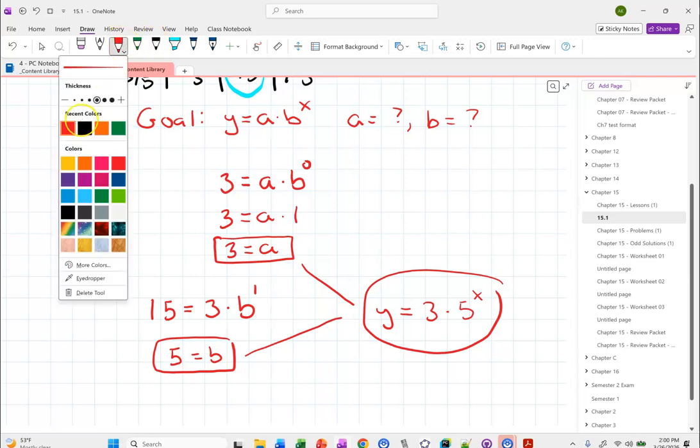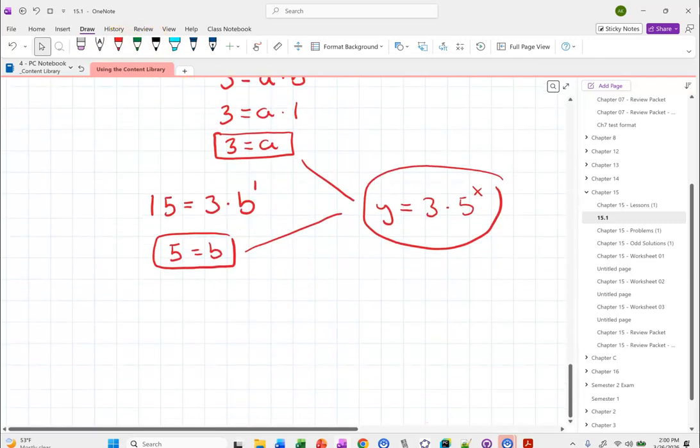What if we don't have a point where x is 0?